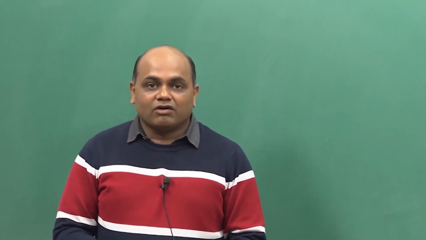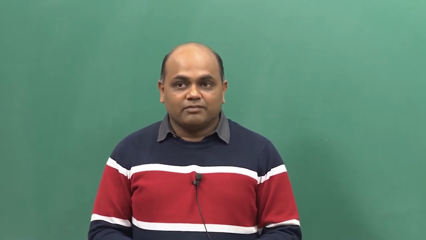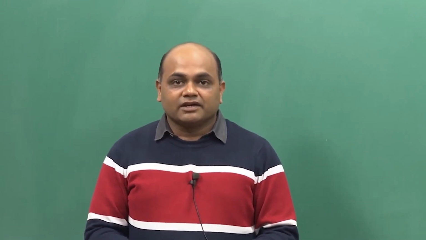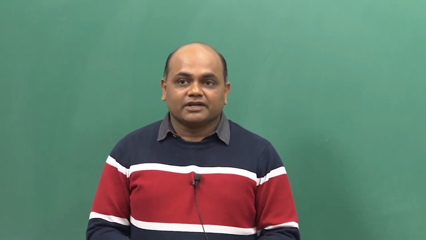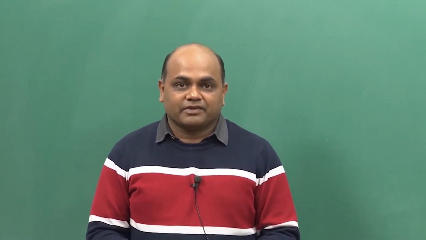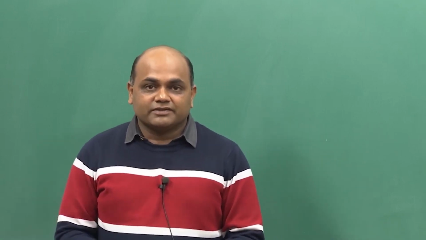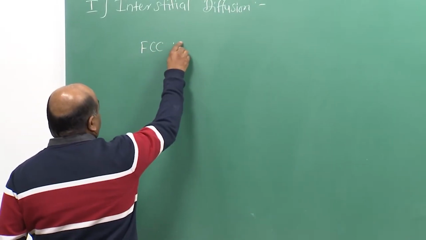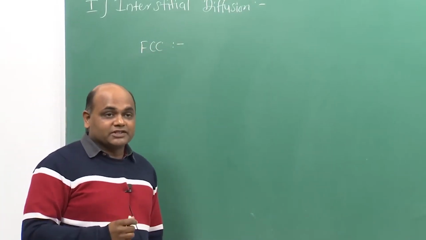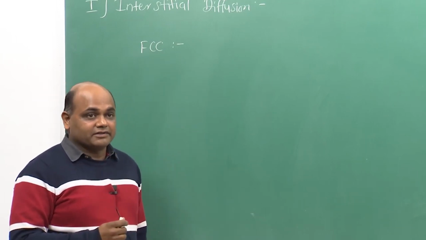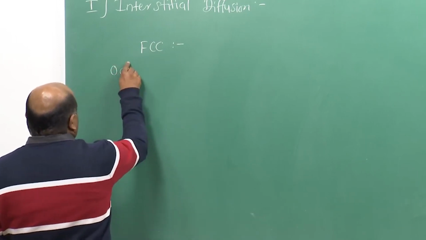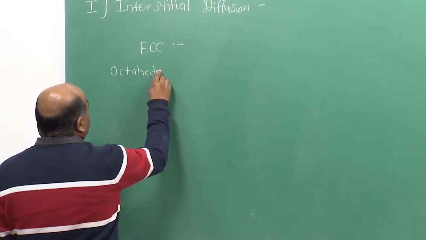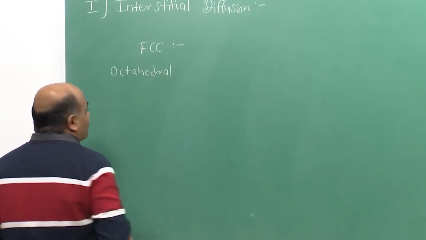An example of interstitial diffusion is the diffusion of carbon in steel. In both BCC and FCC iron, carbon occupies the interstitial sites and it diffuses by interstitial mechanism. So, if we can visualize the interstitial sites in FCC and BCC, let us first look into FCC. There are two types of interstitial sites, octahedral and tetrahedral. First look into the octahedral interstitial site in FCC crystal.